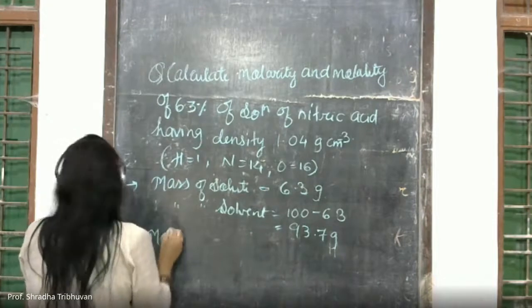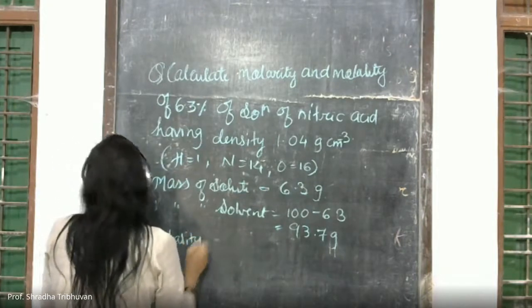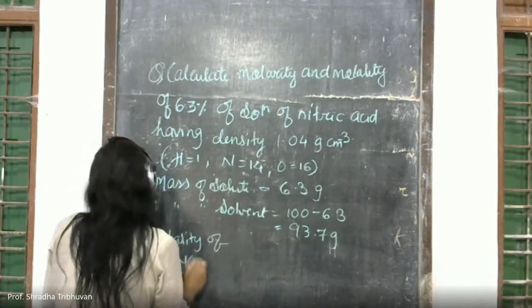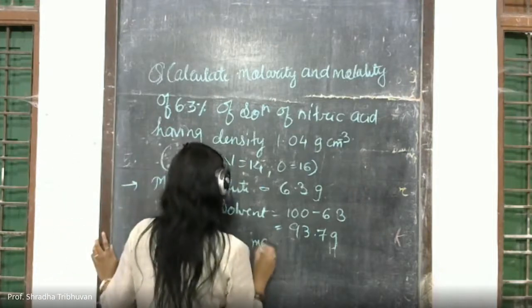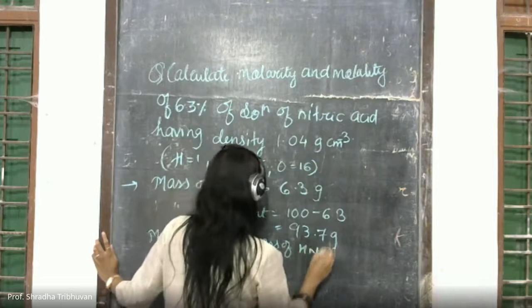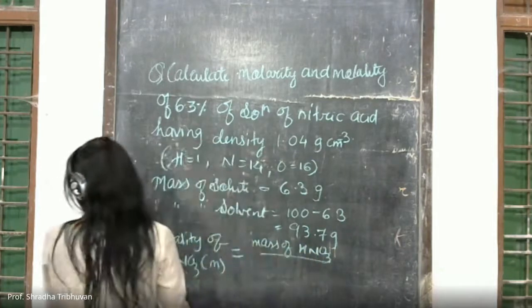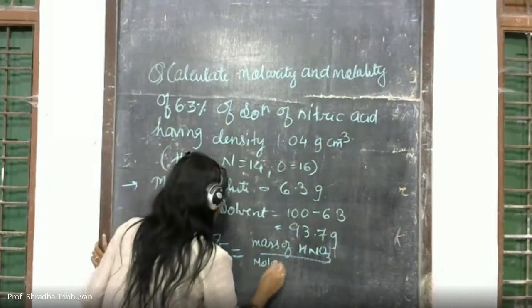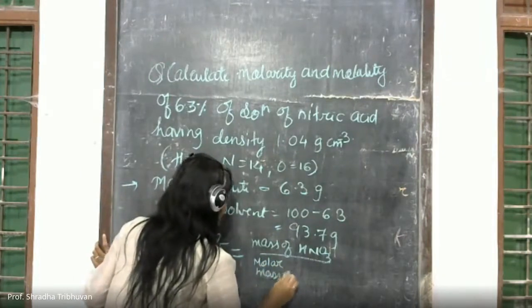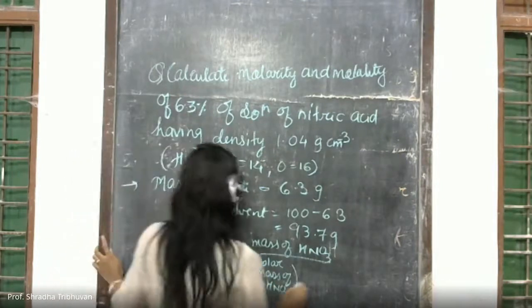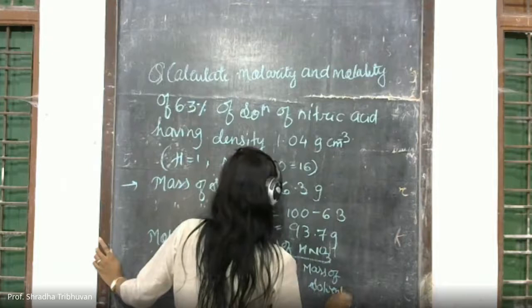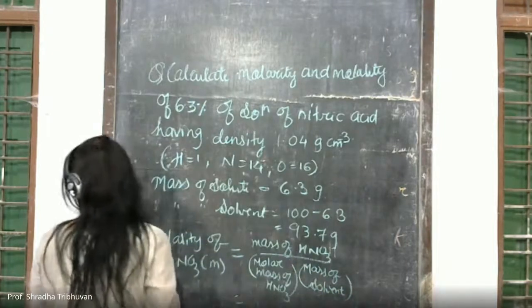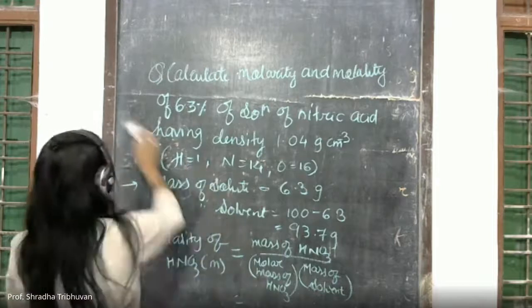Now you all know molality of HNO3, that is m. So the formula is mass of HNO3 divided by molar mass of HNO3 into mass of solvent. So here, just substituting the values we get.